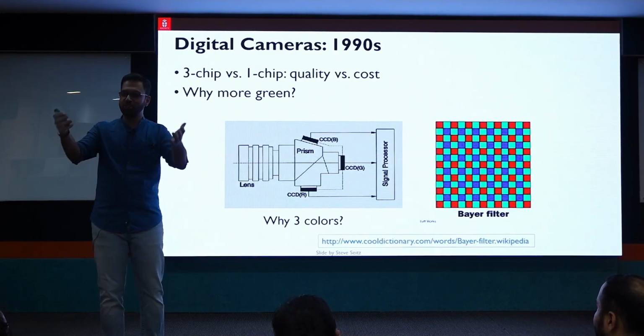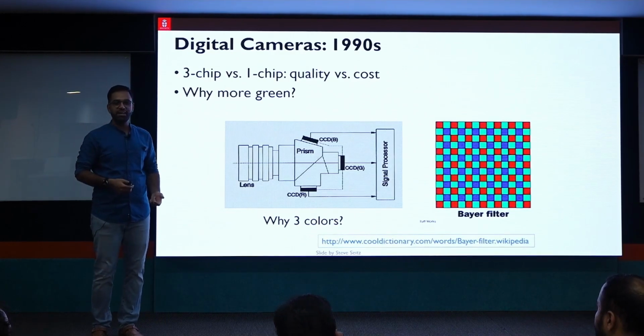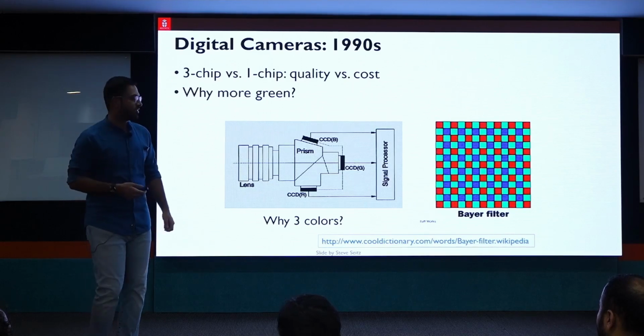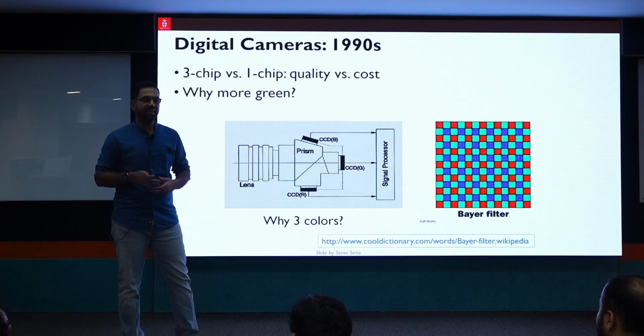Yeah, exactly. Right. So it goes back to biological evolution of the human eye. We are more sensitive to green, right? So therefore, this filter also lets in more green. But that doesn't mean the image looks green, right?